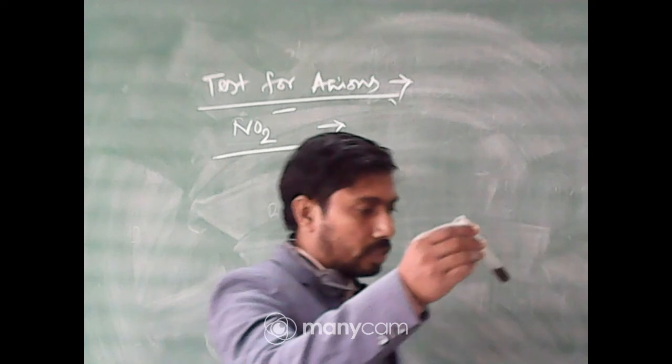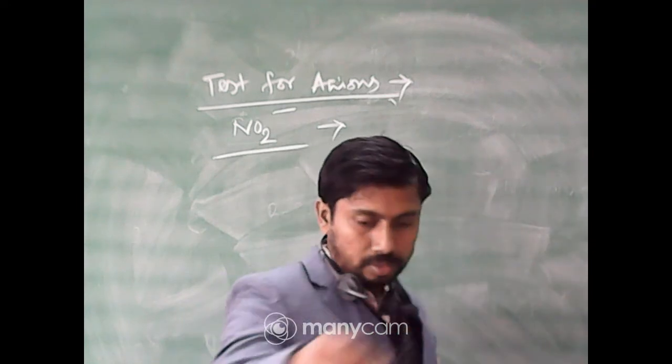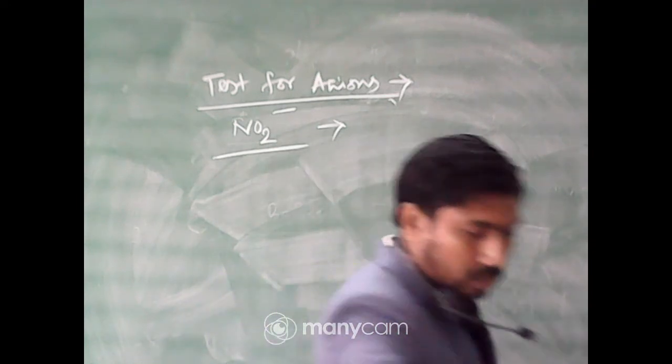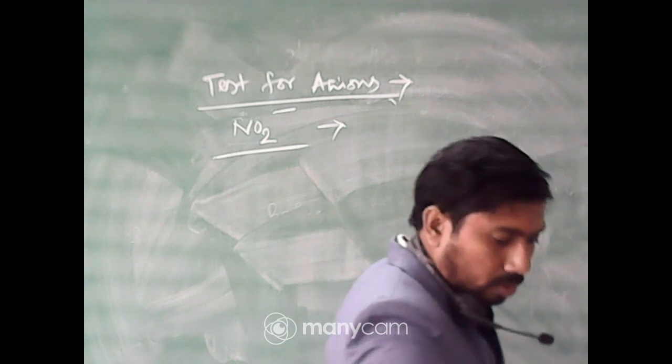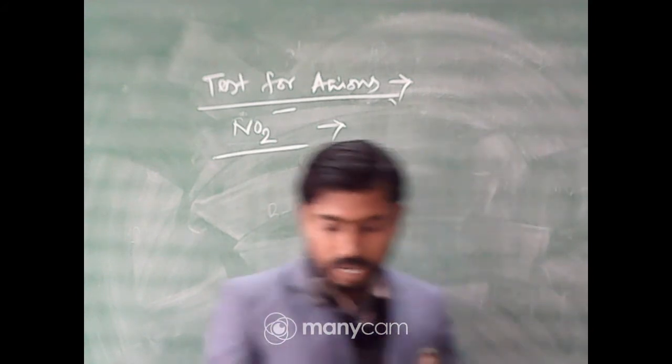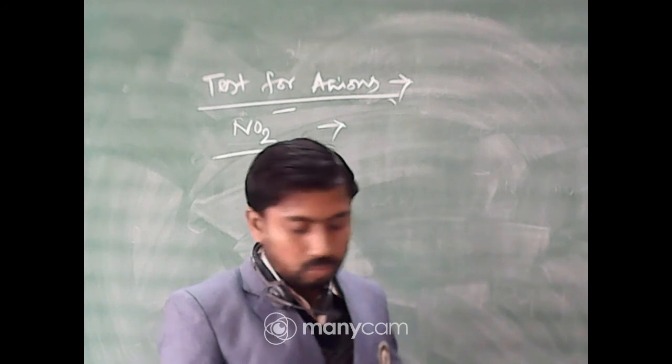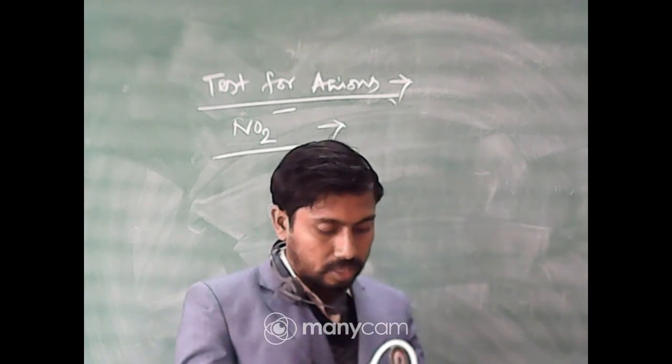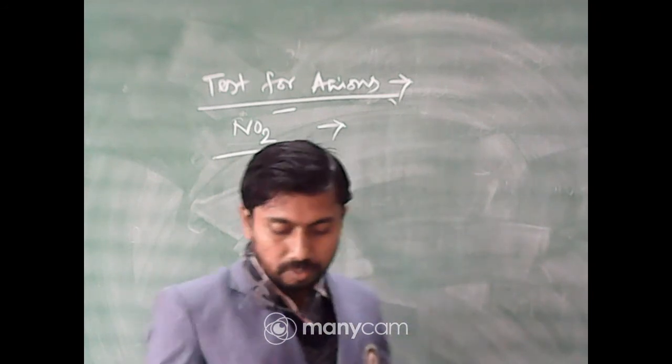Now what are the reactions involved here? For nitrite, yes, now it is totally black. Okay. So this is the test for nitrite, NO2 minus. Now, what are the reactions involved?